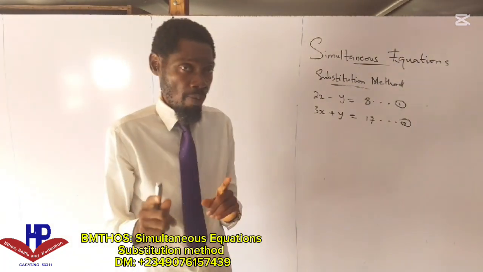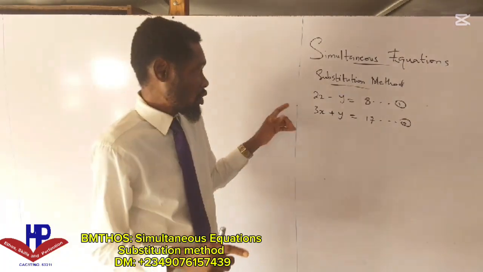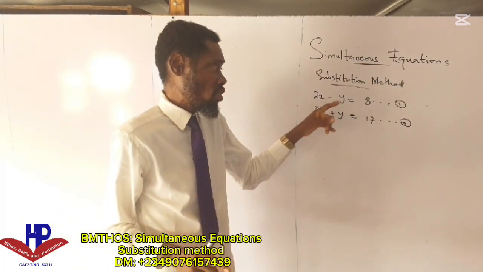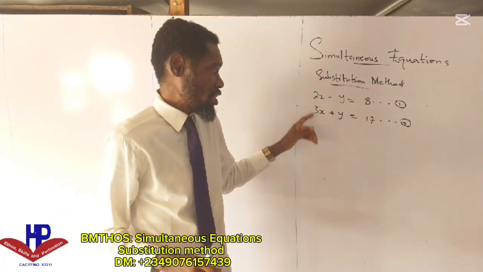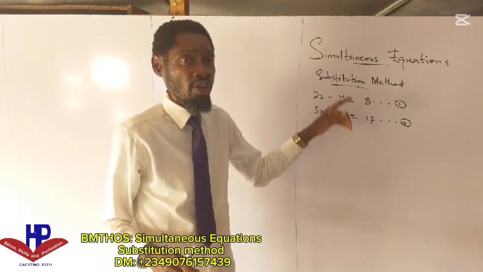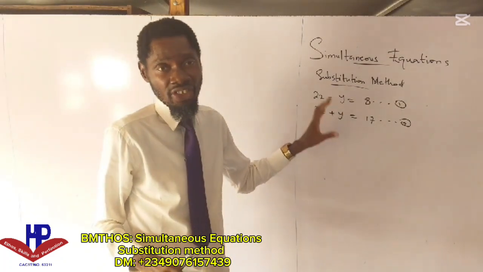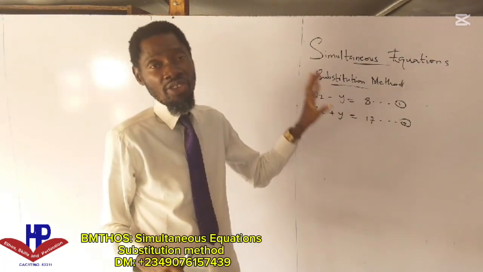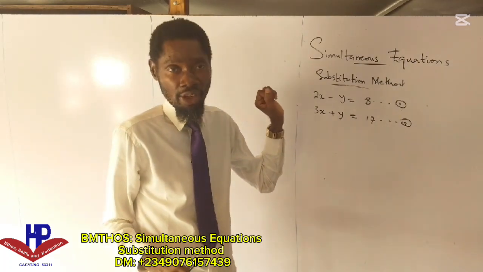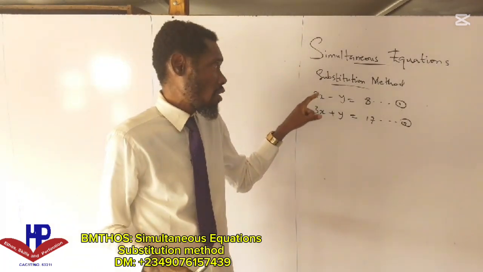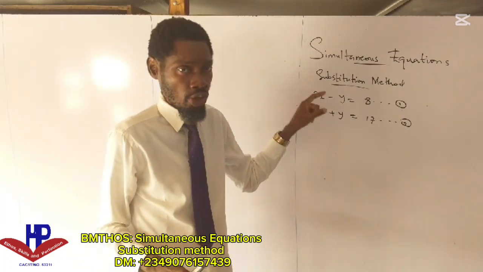So pay proper attention. 2x minus y is equal to 8. 3x plus y is equal to 17. We are using the same equations we used in the previous lesson, the elimination method. But now we want to solve using the substitution method.